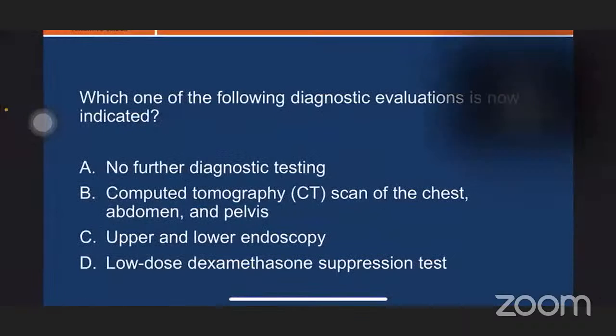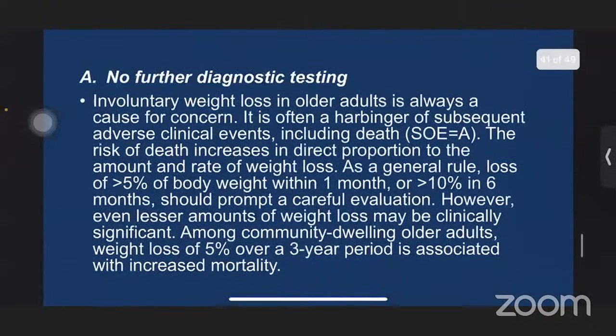Yeah, as most of the people said, no further diagnostic testing is required, because involuntary weight loss in older adults is always a cause for concern. It is often a harbinger of subsequent adverse clinical events, including death. The risk of death increases in direct proportion to the amount and the rate of weight loss.